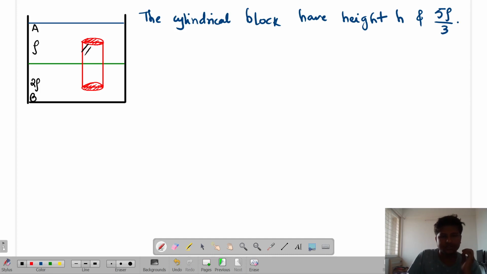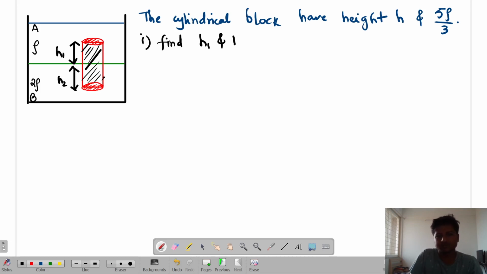So the question is, find the height in the respective liquid. Let's suppose in this liquid it has one height, and in this liquid it has another height. Let's suppose this is H1 and this is H2. So the first question is find H1 and H2. This cylinder is in equilibrium right now.